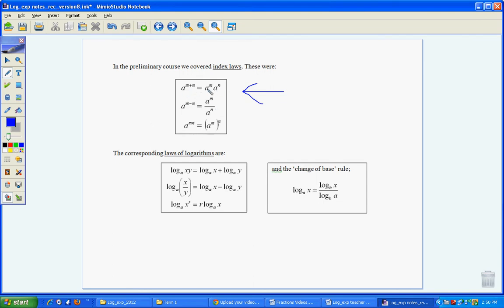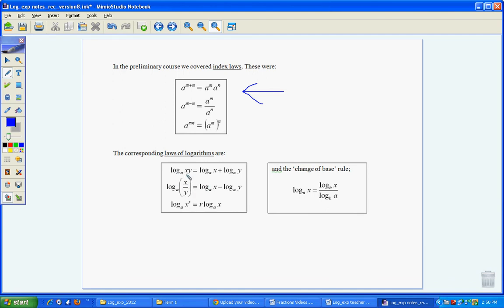So addition, multiplication: when we had the same bases, the powers would add. Division, same base, powers subtract, and then a to the power of m, all to the power of n, they multiply the powers. We're going along the same lines here.